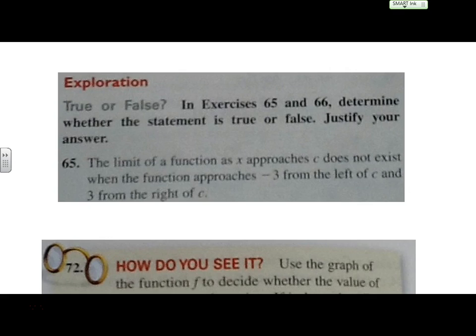The limit of a function as x approaches c does not exist when the function approaches negative 3 from the left of c and 3 from the right of c. The limit does not exist as it approaches negative 3 from the left. How many of you say true? The limit does not exist. How many of you say false?